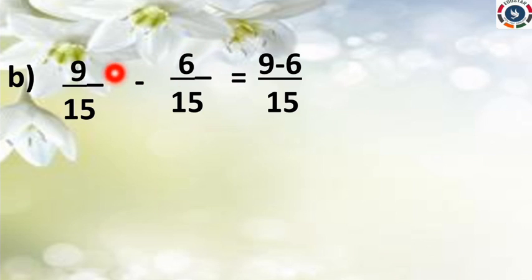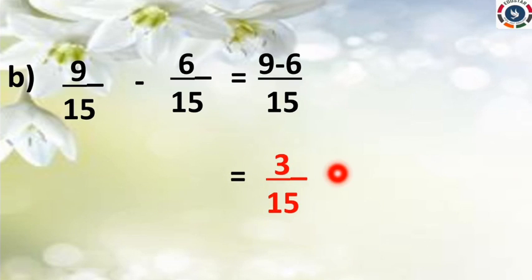But in the numerator, whatever is given, you take and write 9 minus 6, divided by 15, written only one time in the denominator, because both fractions are like fractions. So subtract the numerators alone. 9 minus 6, how much? 3. So 3 by 15.